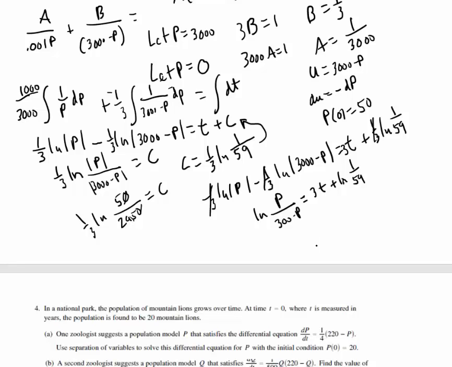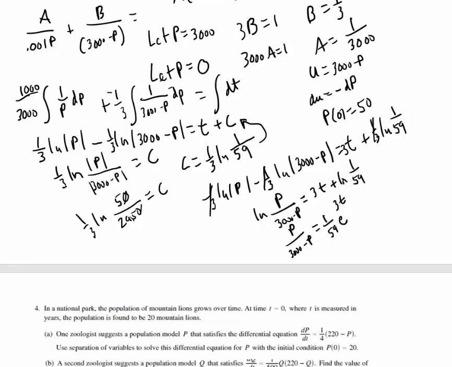And I'm solving for p here, which makes it even less fun. So I'm going to raise to base e to get rid of ln. So I get P over 3000 minus P equals, this has an ln and plus will become times, so it'll be 1 over 59 e to the 3t power. And then it gets even messier from there.